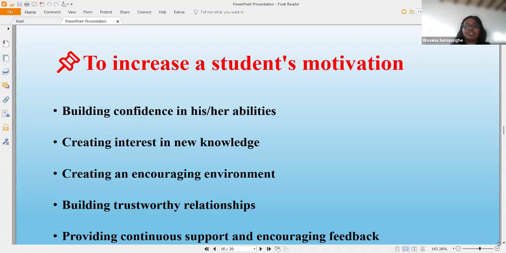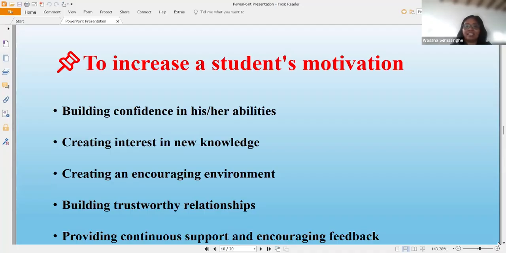So the next one, create interest in new knowledge. Learning becomes meaningful when students are curious. Teachers can use real life examples, stories, demonstrations, games, whatever the students like to increase their interest. The next one, encourage an environment.